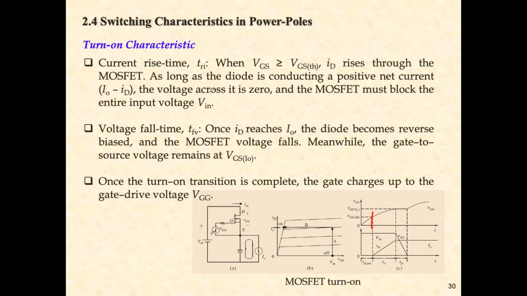However, here we have the statement: as long as the diode is conducting a positive net current. It is because we still have the constant current source to flow the current out and go through the diode. Although we have the drain current flowing here, the magnitude of the drain current is still small when compared to this. Once there is a net current, the voltage across it is still 0. So it means that VDS is still equal to V in during this period of time.